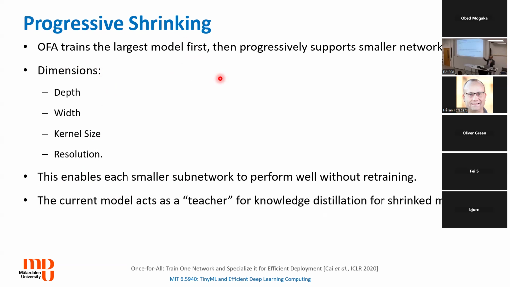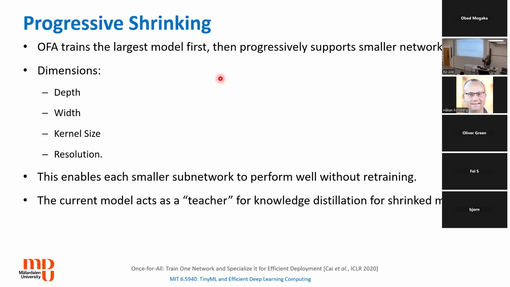If we have the big supernet, it takes a smaller version of that supernet, the subnet, and trains that one on the same data set. In the next iteration, it takes an even smaller model and trains again on the data set. In this way, it keeps shrinking the model as well as training it on the data set.